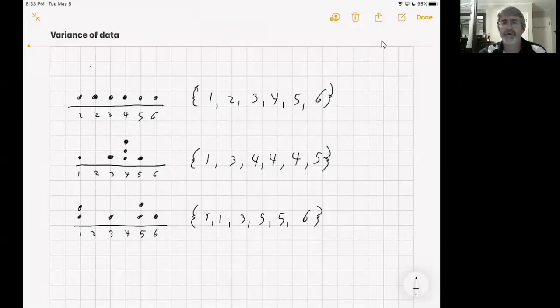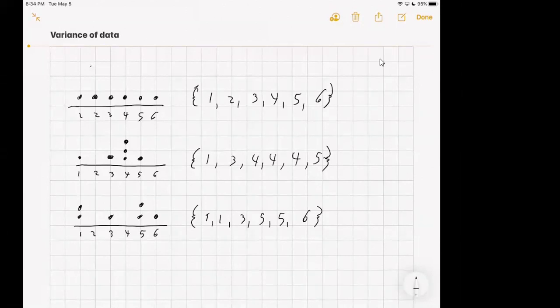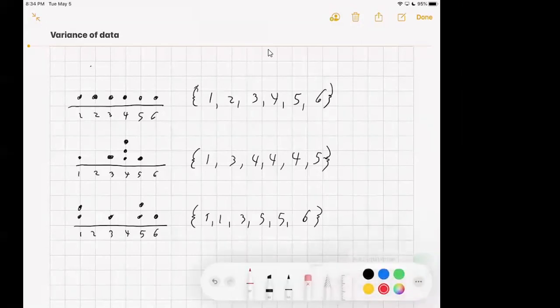In this video, I want to look at the variation of data sets. So I have here 3 data sets that actually all have the same average. The average of this data is 3.5. It's fairly clear in the first data set, but it's a little bit less clear in the others. But we can see that the way the data spreads out in these sets is quite different.